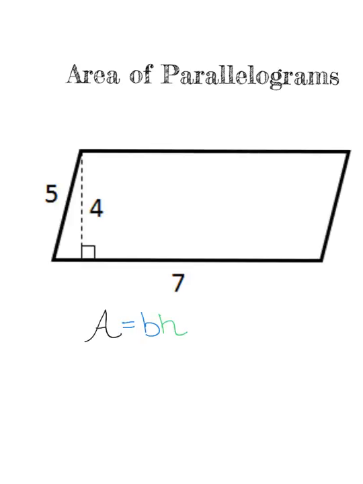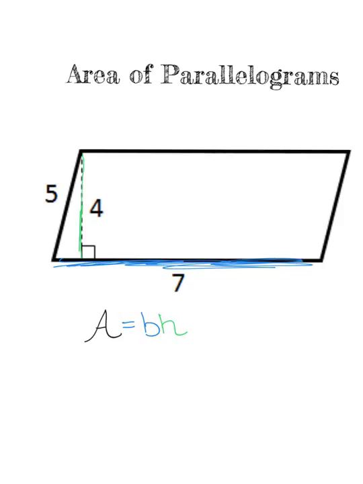And in this problem, we can see that our base is the 7, but then we have to think about what our height would be. Would the height be the 5 or would it be the 4? In my classroom, I talk to my students about thinking about going to the doctor and asking him to measure you. Does he measure you at a slant or do you have to stand straight up? You have to stand straight up. So our 4 is our height in this problem.